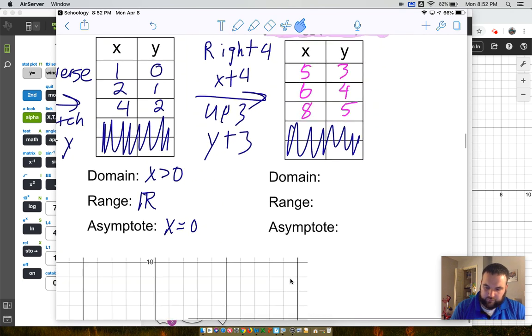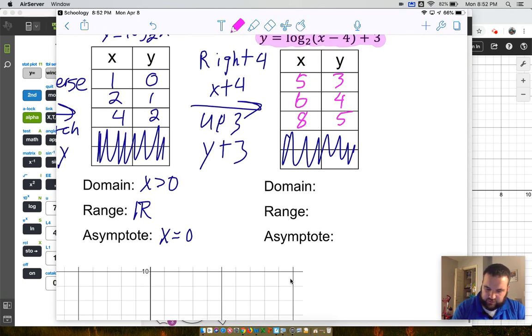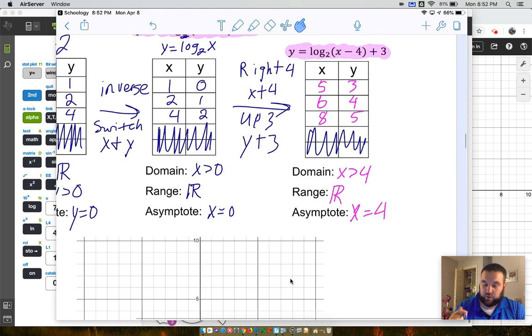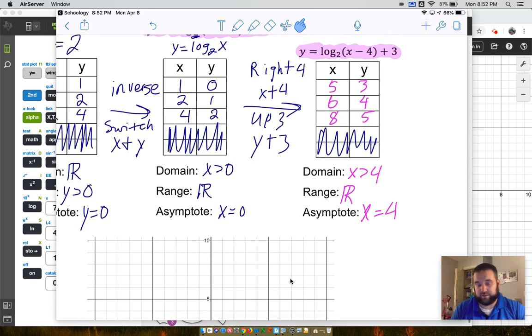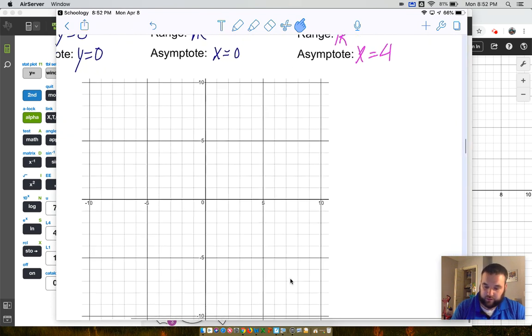Remember that also, this change also messes with the domain. So this will be x is greater than 4. Still all real numbers for the range, but now the asymptote is going to be, I said 4, but wrote 0, x is equal to 4. Okay. So I'm going to graph those 3 coordinates in pink as well as the asymptote, and that will be enough to give us our graph.